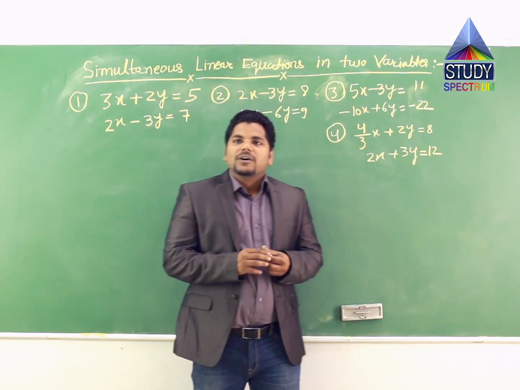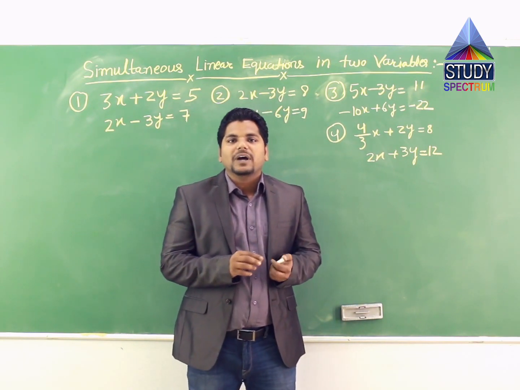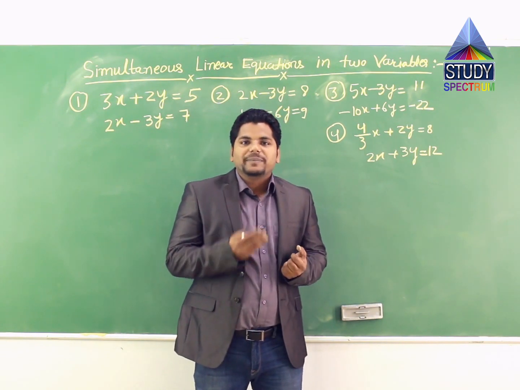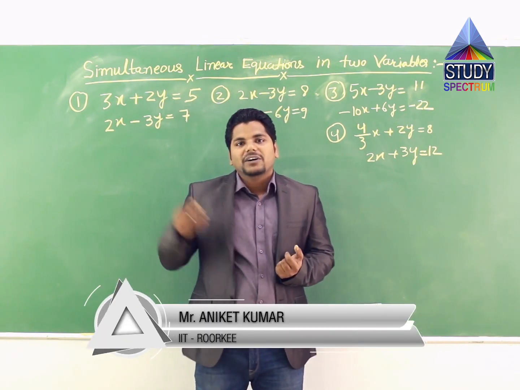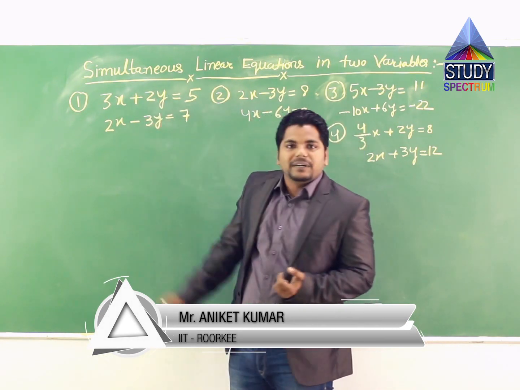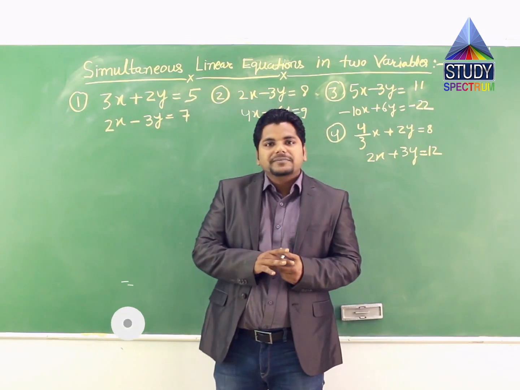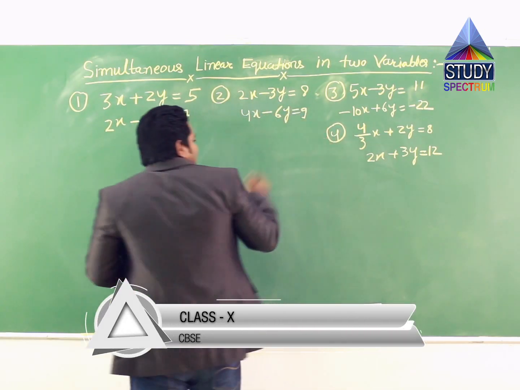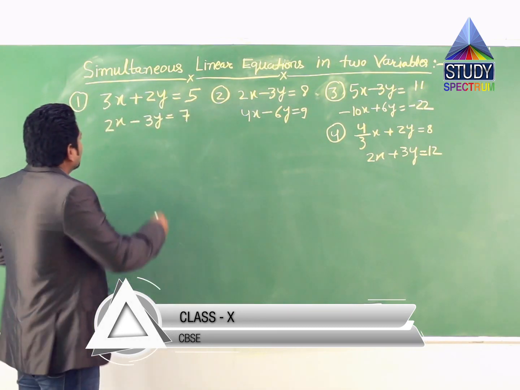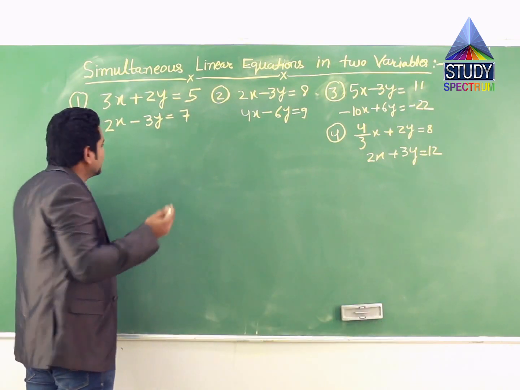So the question is, on comparing the ratios A1 by A2, B1 by B2 and C1 by C2, find out whether the following pairs of linear equations are consistent or not. These are the pairs of linear equations. So you have to check whether these four are consistent or inconsistent. So first of all we'll check the A1 by A2, B1 by B2 and C1 by C2 ratios.